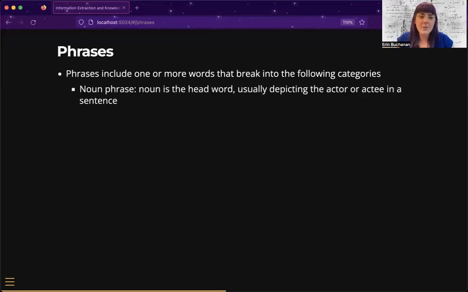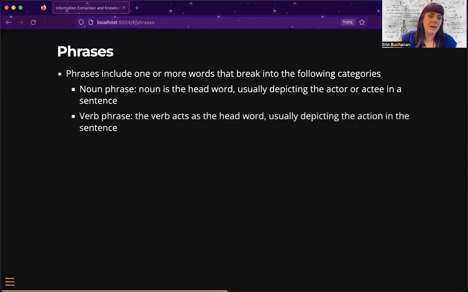Now, phrases are one or more words that can do one of the following things. Okay, it can be a noun phrase where the noun is the head word. Think of head word as like the word in charge. It usually means the first word, but a noun phrase. Let's see. The dogs are taking a nap. Okay, that would be the dogs. So it depicts the actor in the sentence. Unless you've got a passive voice sentence, which is a whole other set of concerns. Okay. The verb phrase is where the verb acts as the main word in charge and it depicts the action. So the dogs are asleep. This would be are asleep.